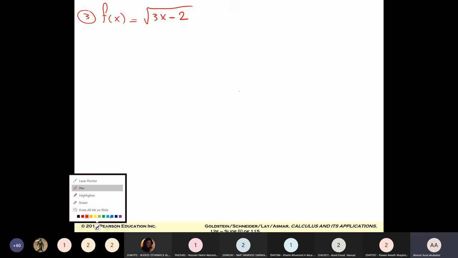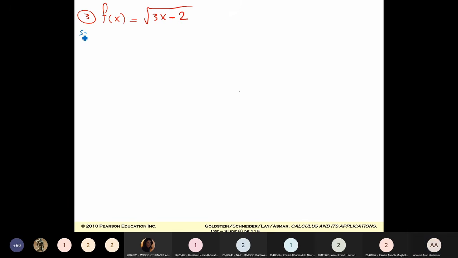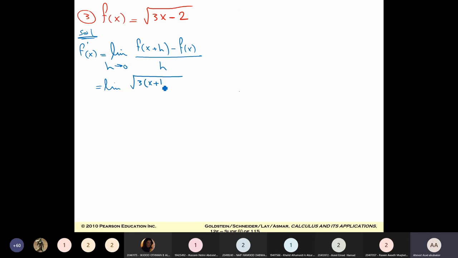If we have a radical, after we substitute, f of x plus h, sorry, minus f of x over h, and h goes to 0. We have radical 3x plus h minus 2 minus radical 3x minus 2 over h, and h goes to 0.